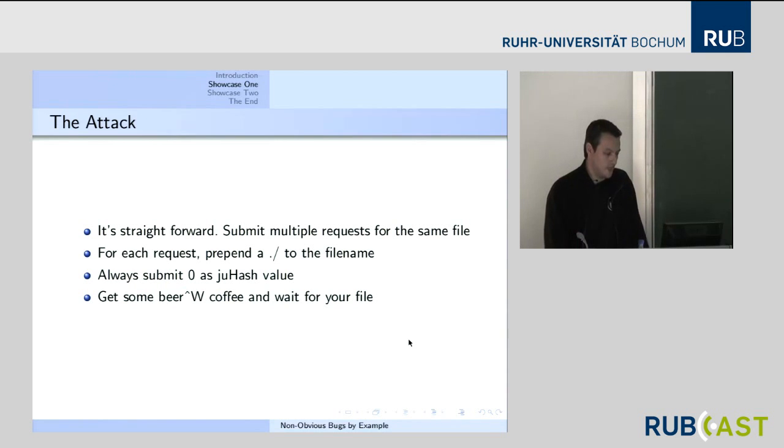Okay, so the attack is pretty straightforward. You just submit multiple requests for the same file, say /etc/passwd. And for each request, you modify the file name or some other parameter so that the hash value will be different. And as your submitted hash, always choose 0. And then you get some hot drink and wait for your file.